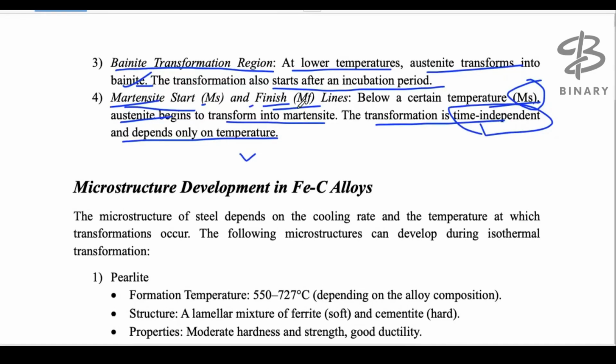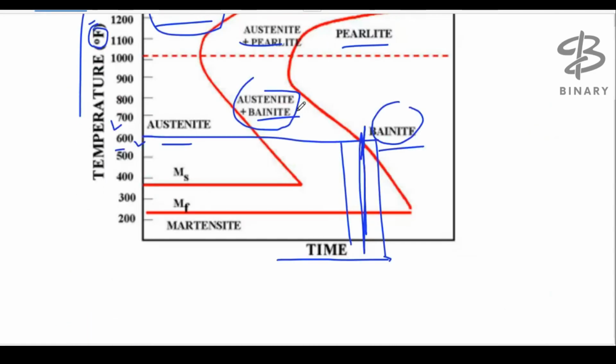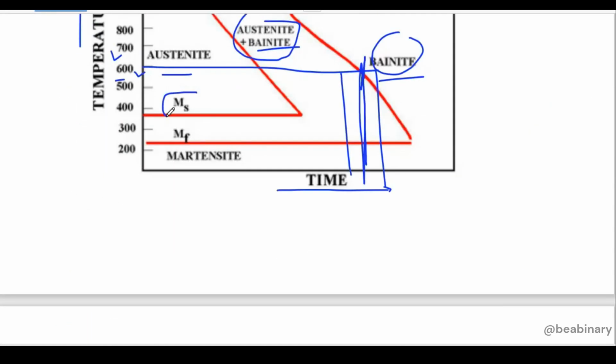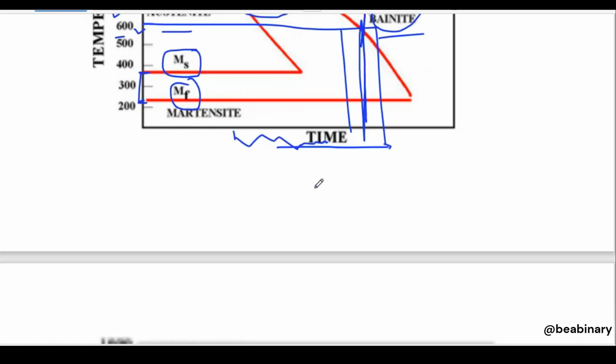Here you can see in the diagram, the time is not required. It is time independent, just about temperature, right? If you decrease the temperature and come here, then it is converted into total martensite. So Mf indicates martensite final and Ms indicates the martensite start temperature.